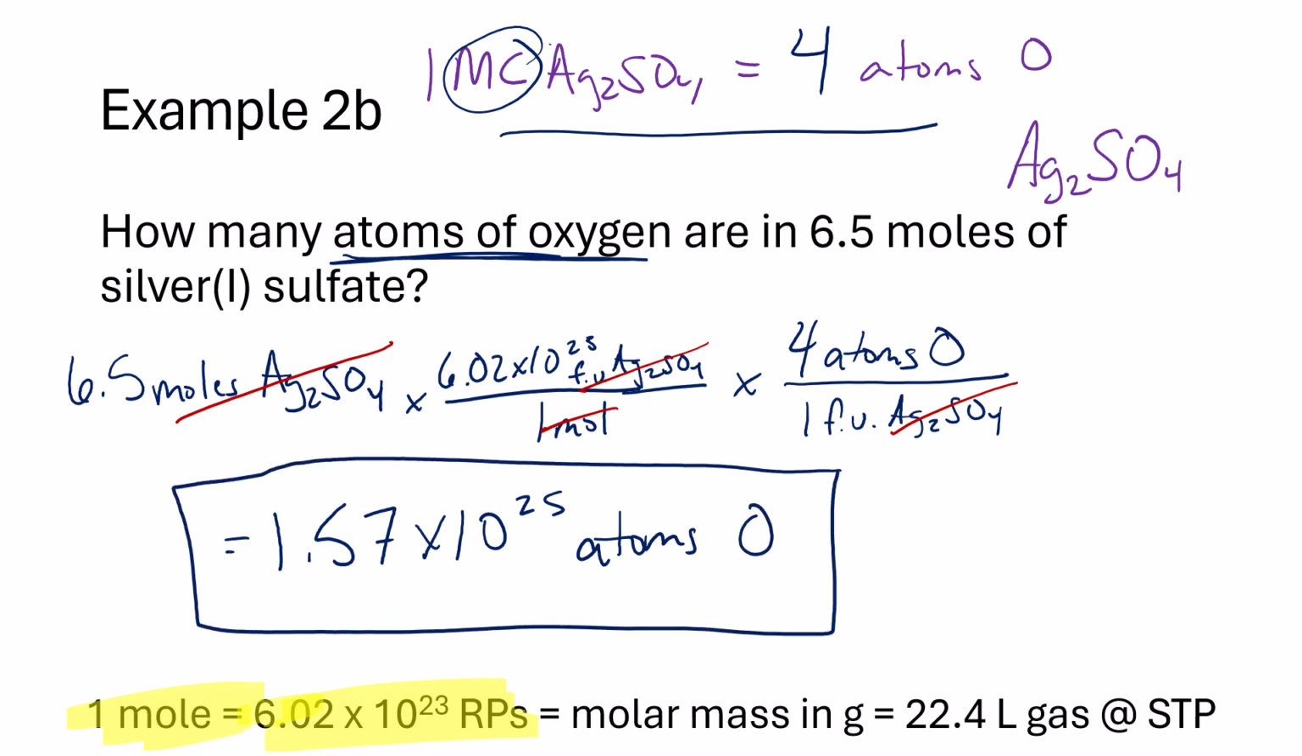It's important to note that this additional step is only required when you have to go beyond the smallest representative particle. But that's why it's going to be very important for us to identify what the smallest representative particle is, so we can still answer these types of questions.